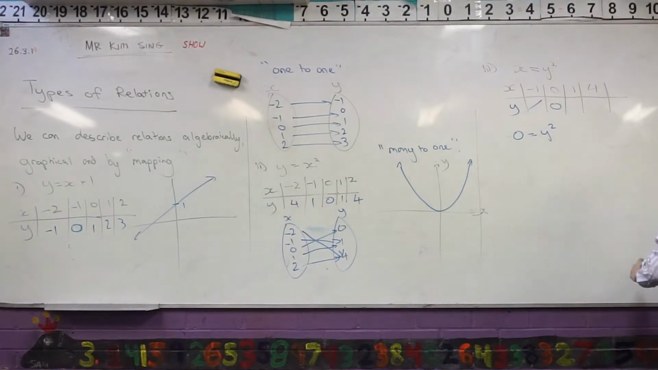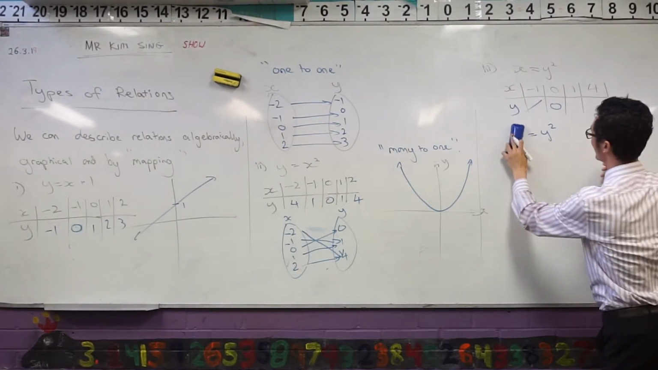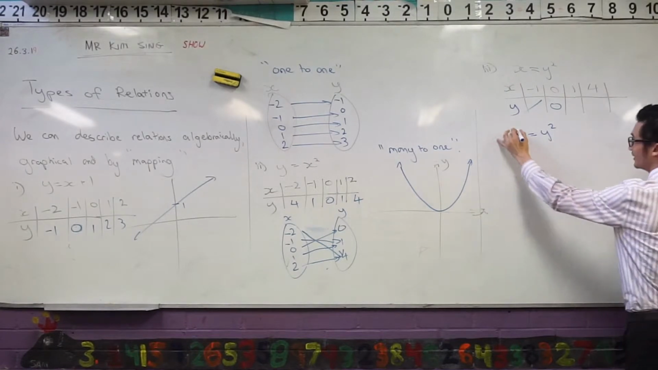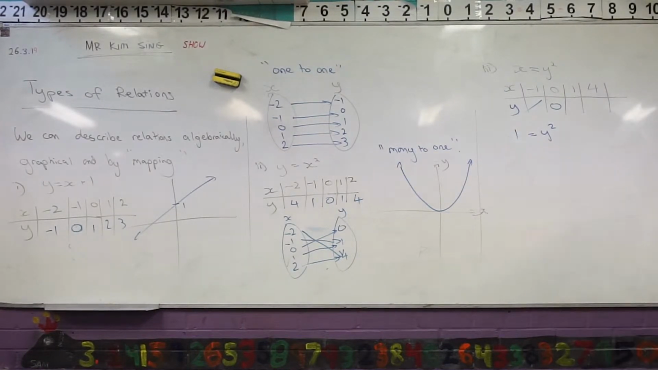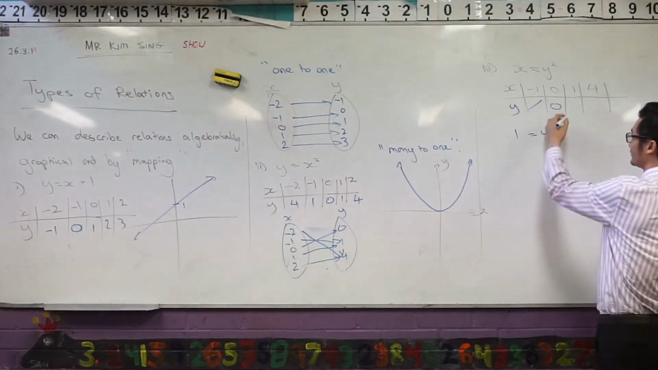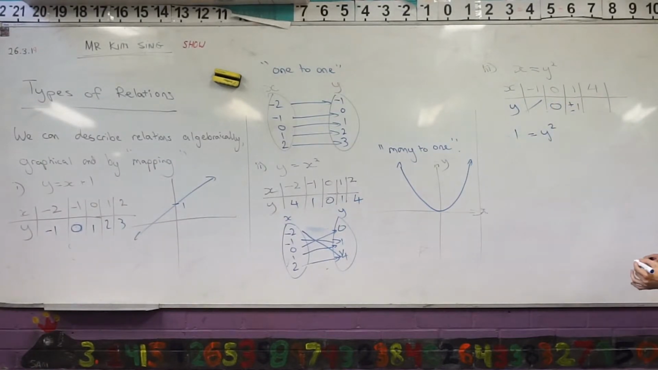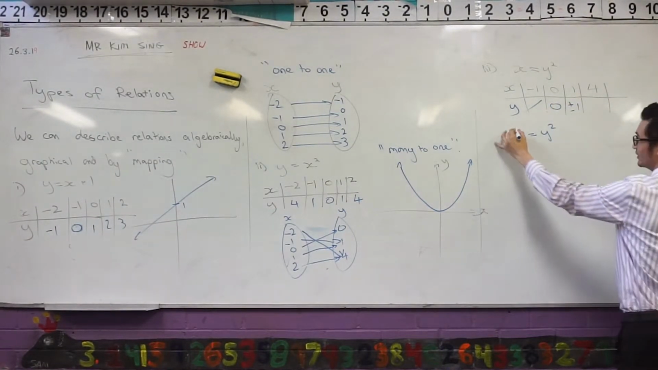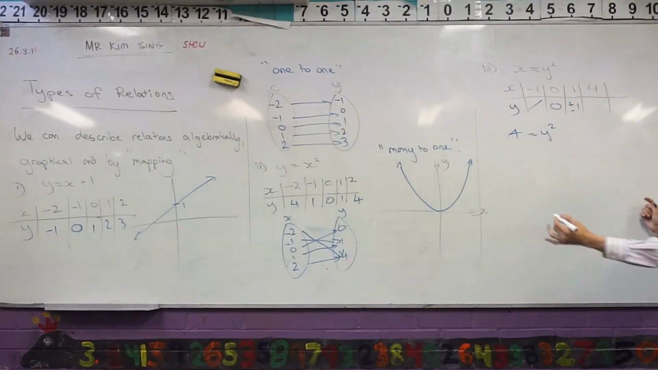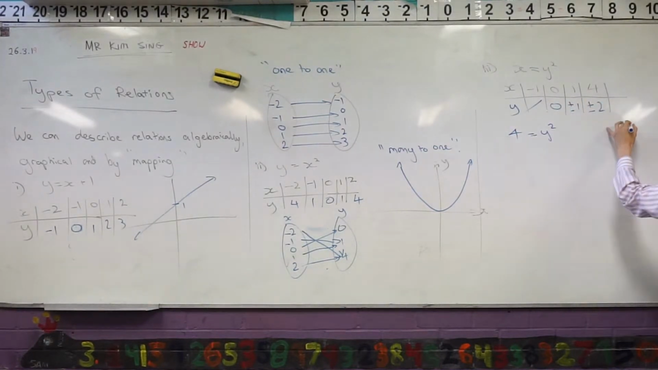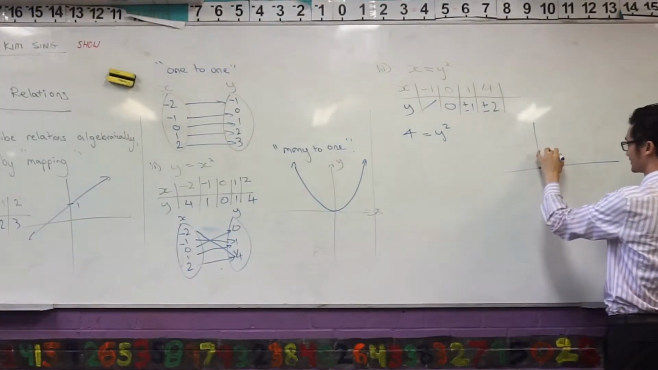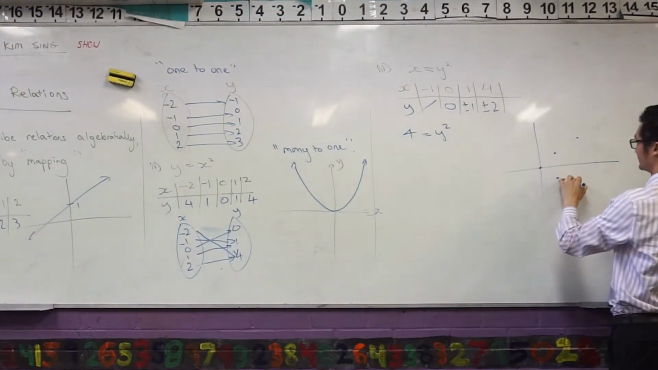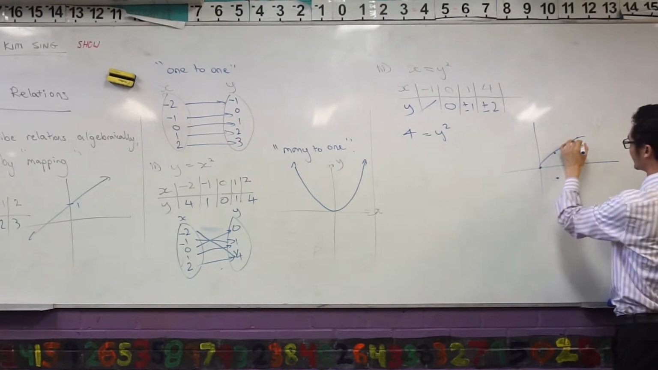And you notice that if I have y squared is equal to 1, what actually happens? What are your answers for y? Yeah, you actually have 2 solutions. And if it's equal to 4, you're going to have 2 solutions again. So visually what this looks like, if you plot it out, it actually looks kind of like this, which is going to be like a sideways parabola.